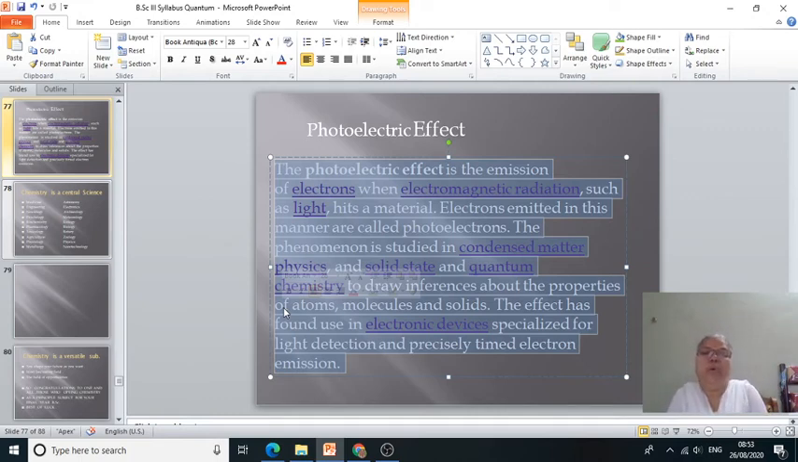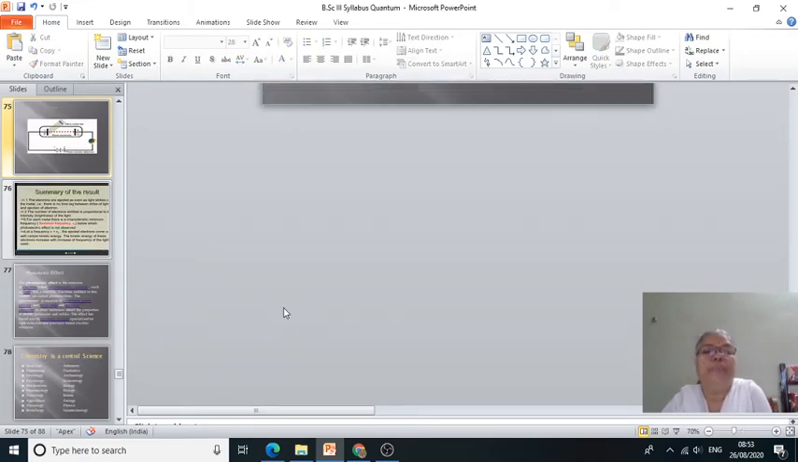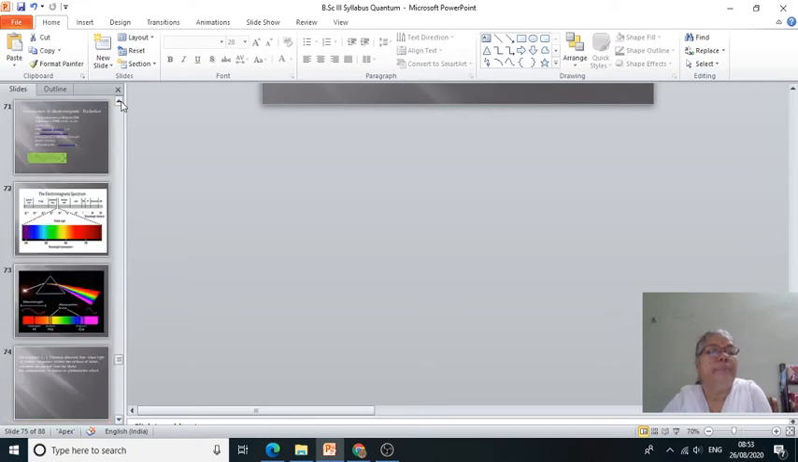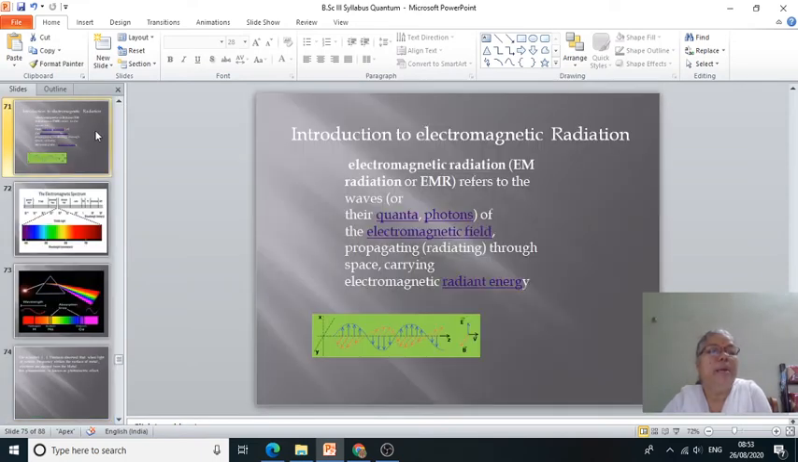This is the photoelectric effect. Then again, I will repeat once again today's point: introduction to electromagnetic radiation.